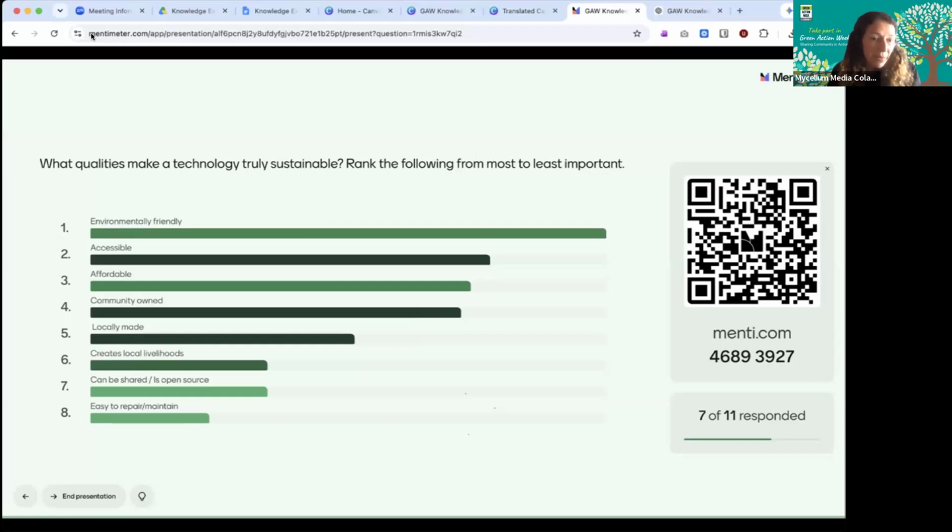Affordable, community owned. So it seems that generally people have a similar feeling in terms of environmentally friendly being the most important quality for truly sustainable technology. Then accessibility, affordability, community owned, locally made, creates local livelihoods, can be shared and is open source, and then easy to maintain. All right. Well, thank you so much to everyone for giving your input on that. I'm going to stop sharing this now.